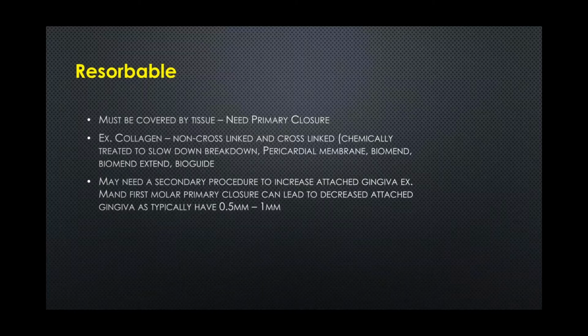The drawback, once again, is that you might need a secondary procedure to increase the attached gingiva. And what I mean by that, think about that mandibular first molar you took out. Typically, they might have, say, a 0.5 millimeter or 1 millimeter of attached tissue on the buccal. You take the tooth out, you do your socket graft, you place your resorbable membrane. What do you do with that buccal tissue? Well, we said we need primary closure. You typically wind up taking that buccal tissue and pulling it all the way to the lingual. What did you do to that half a millimeter or millimeter of attached gingiva? You just pulled it all the way over to the lingual.